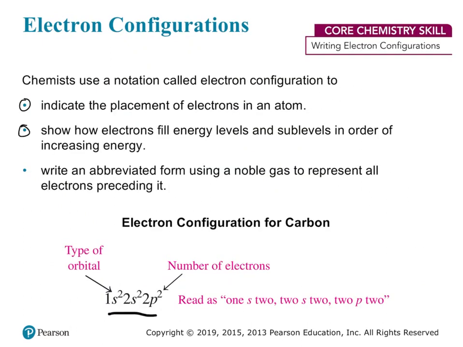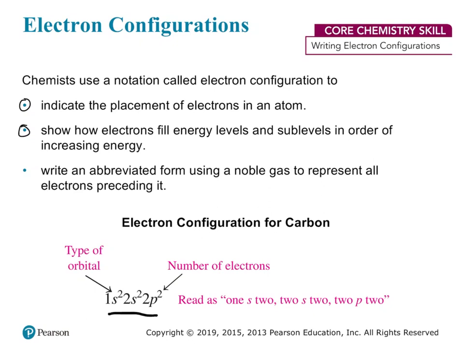That's also shown down below here. We would read that as 1s2, 2s2, 2p2. Now notice that with the p orbitals, we're not indicating if the electrons are in a px, a py, or a pz orbital because they all have the same energy, so it doesn't really matter.